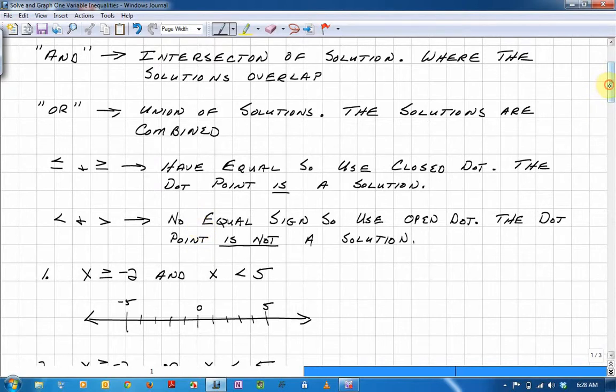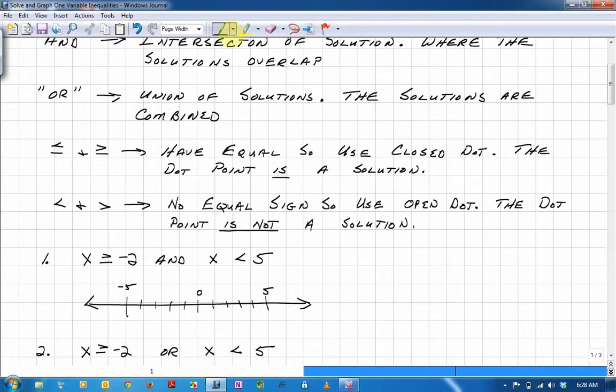Okay, so let's work a couple examples here to see how this is going to work. Let's say these would be the answers to an inequality. I would have x greater than or equal to a negative 2 and x less than 5. Now I'm going to draw the lines underneath the number line because this is going to be an intersection. It's an "and", and I want to show the crossing itself on the number line. So this is the way I'm going to do this.